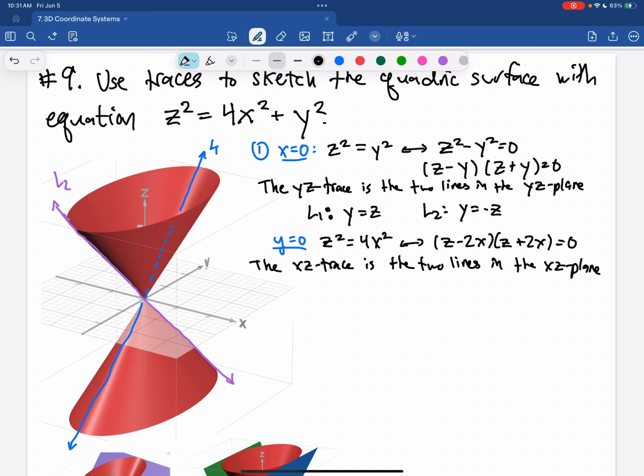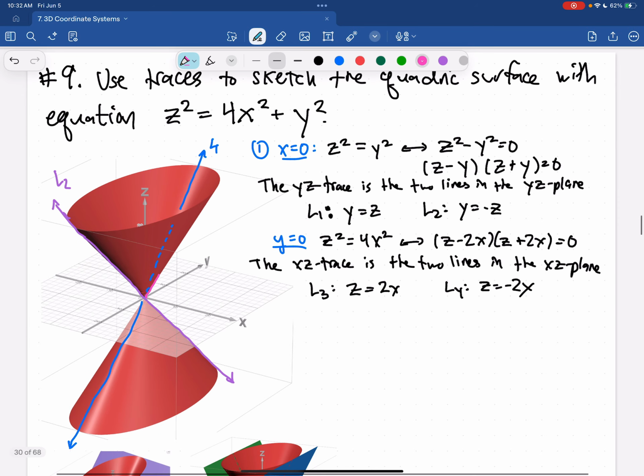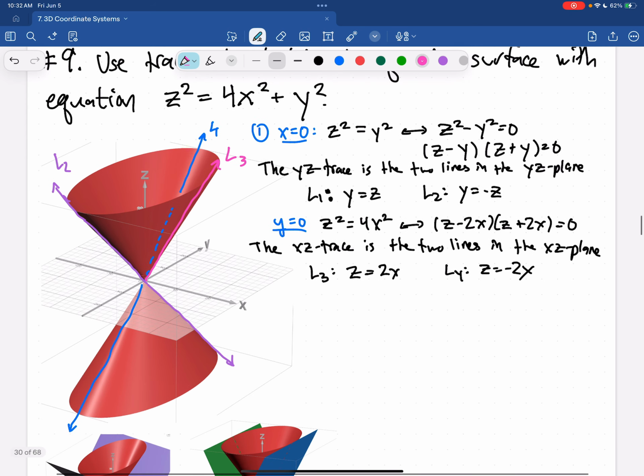We'll call these L3 and L4, and we get them kind of the same way. L3 would be the line z is equal to 2x, and L4 will be the line z is equal to negative 2x. So if I put these also on the surface we've got here, we're not actually sketching, it's just that I feel this is an easier way to see where these traces come from, and then we put it together as a sketch at the end. So that's L3. For L4, that one will be like this.